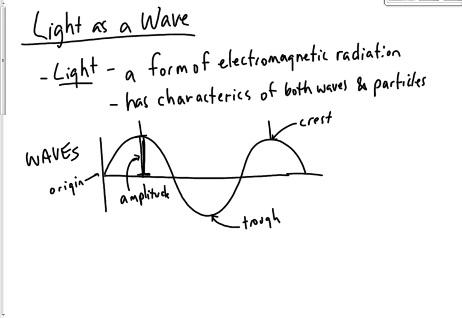Okay, now a wavelength is from one spot on a wave to the identical spot on the next wave. So here, the easiest thing to do is to go from one crest to the next crest, and that's one wavelength. You could do it at any point as long as it's in the same direction. It's essentially the identical spot on the next one.